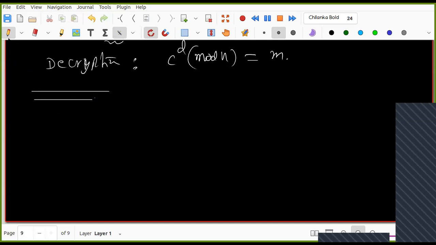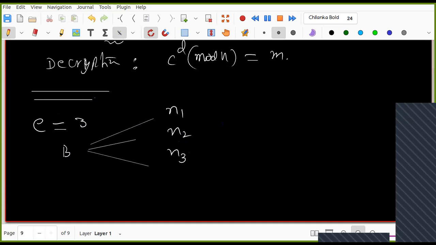Now I'm going to tell you one thing. You know that when E is small, it is easy for us to do encryption. But be careful, I am giving one example. Suppose three people choose N1, N2 and N3. B wants to send a message to these people, but all three have the same E, E equal to 3 only. Is it clear what I'm saying?